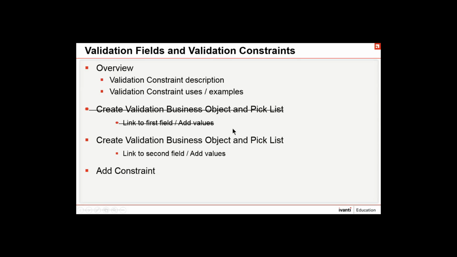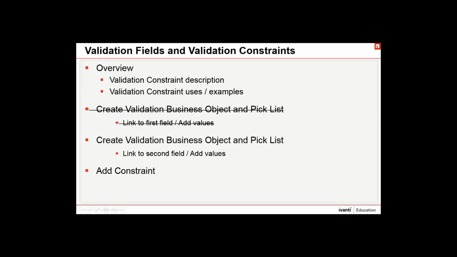This is crossed out because this is what we did in the first half of the class. We created a validation business object that gave us bed sizes to choose from for our hotel rooms. And then we linked it to the field in the configuration. We linked it to the field in the service desk console or UI. And then we also added fields. So this portion's done. But to do a validation constraint, we have to do all of that over again, but for a different field. So on this one, we'll have 2 fields there. You'll see. And then finally, we'll add the constraint.